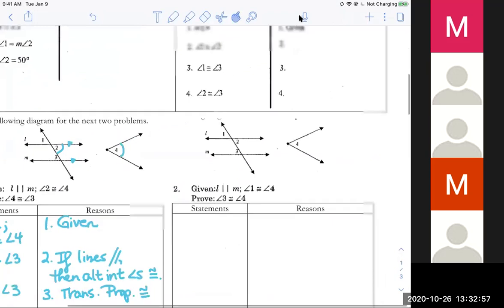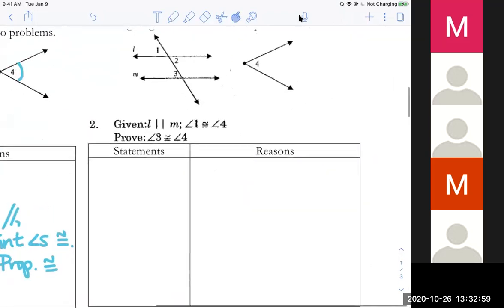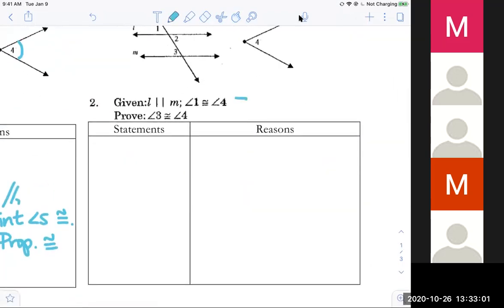Okay, so you're going to see some problems like that. You just have to figure out how to connect this one to that one with one step. These are usually 3-step proofs with the congruence ones.